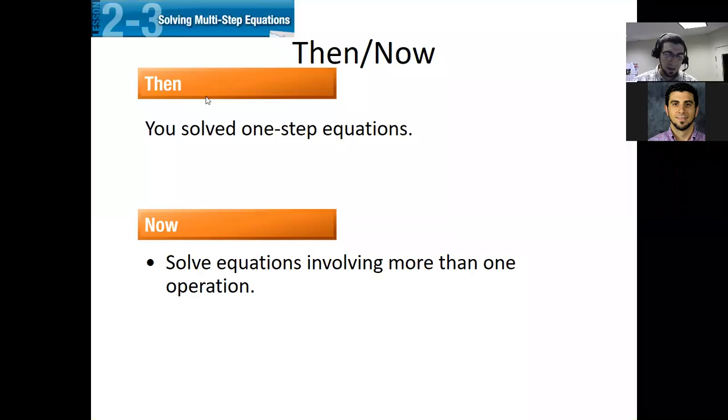All right, guys, now time for section 3 of chapter 2, which deals with solving multi-step equations. Last time we solved one-step equations. We just did it by addition and subtraction or multiplication and division. And now we're going to solve equations involving more than one operation. We're going to kind of put those together.